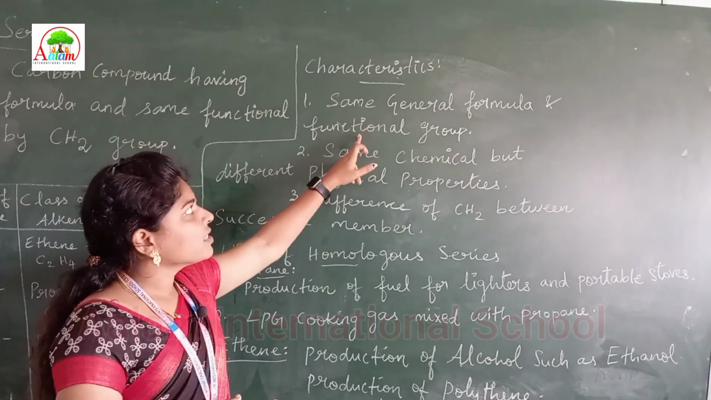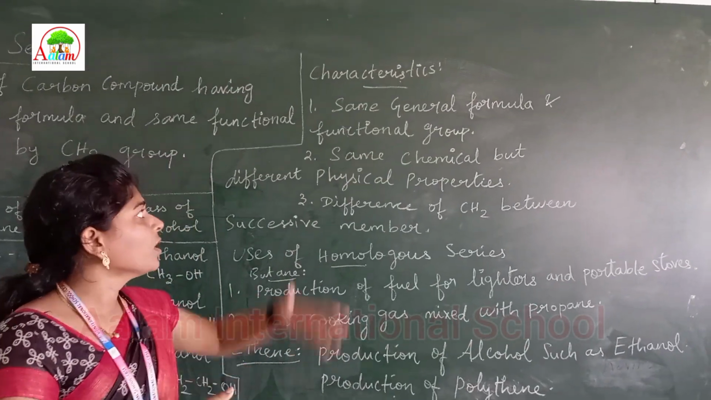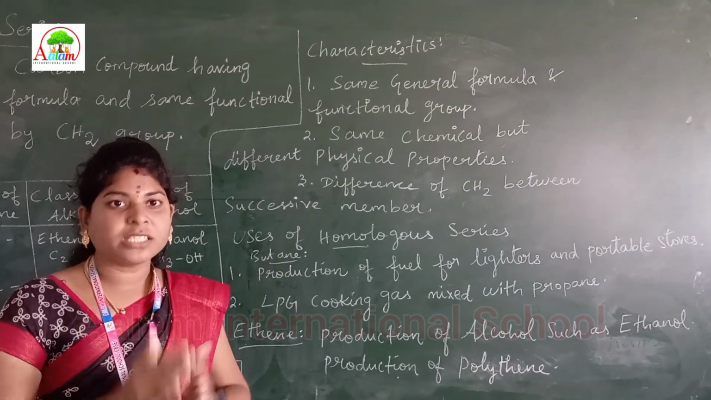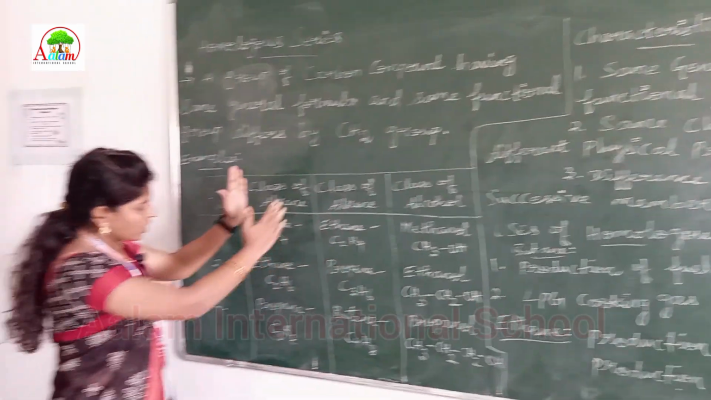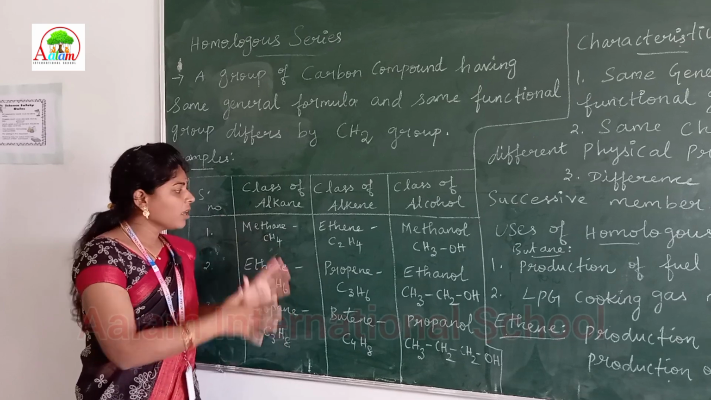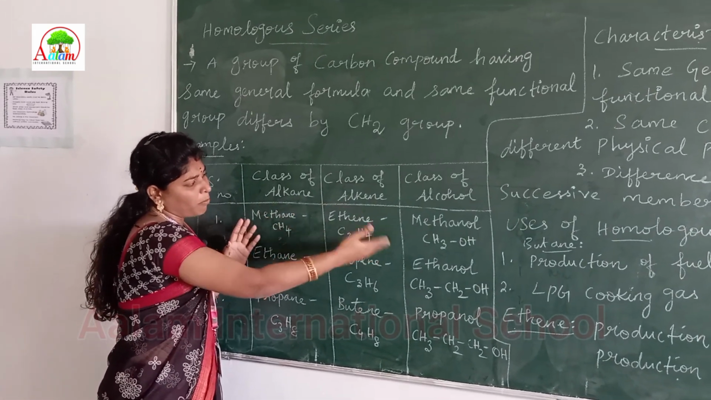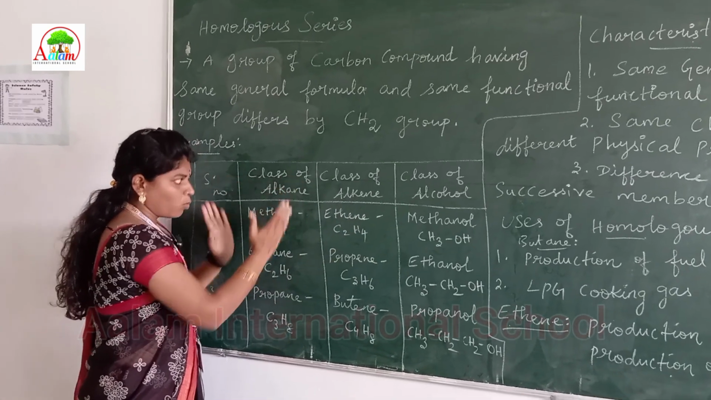So the first characteristic in the homologous series is the same general formula and same functional group. The second characteristic is that it has the same chemical properties but different physical properties. So in this example, this first column will have the same chemical properties, but it should not be compared with the other class of alkene, because we are grouping into one class.